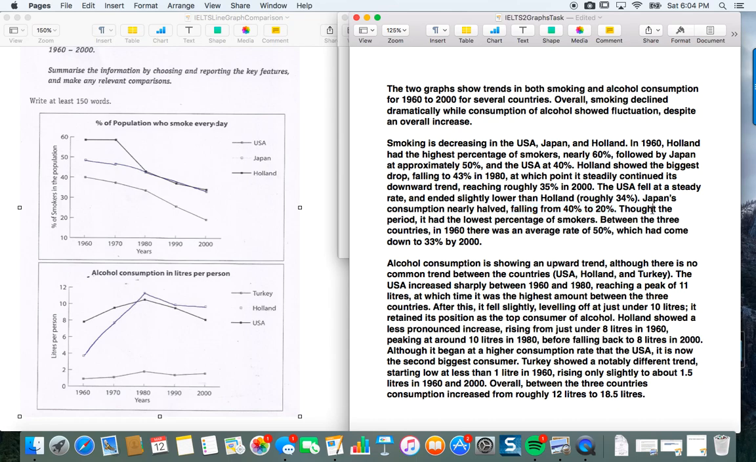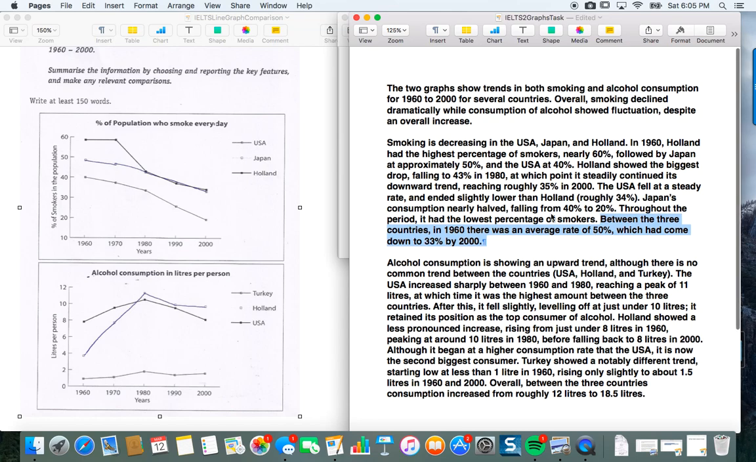All right, now here, throughout the period, it had the lowest percentage of smokers. So again, Japan throughout the period was always at the lower one. Again, nice overall trend to point out. Between the three countries in 1960, there was an average rate of 50%, which came down to 33% by 2000.